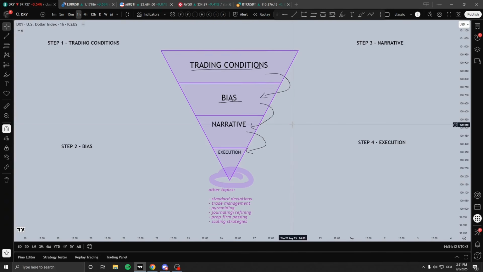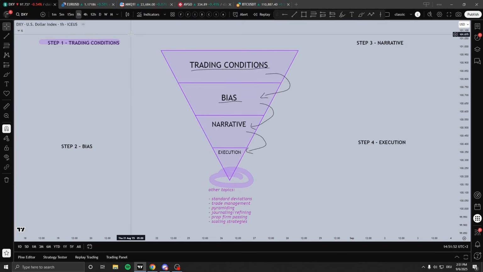So let's get straight into the first topic, which is trading conditions. What even does trading conditions mean? Trading conditions are always relative to your system. For example, in my case, I am trading an expansion after a stop run, meaning if the market is not likely to expand, then that's a low probability for my system. If price is likely to be in a consolidation or range bound, then that's for me low probability.